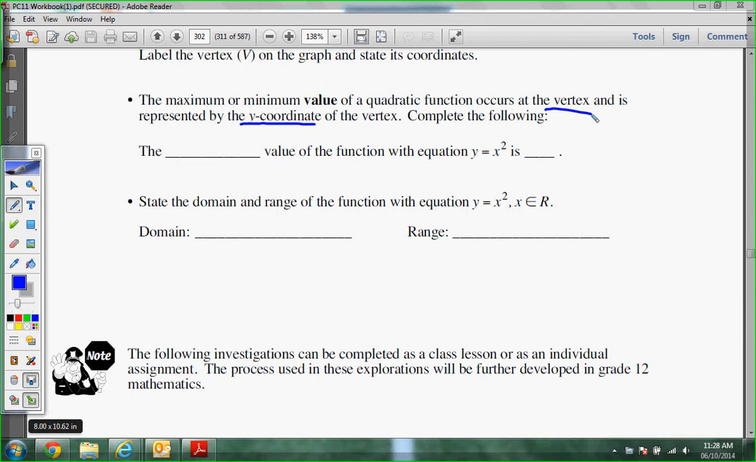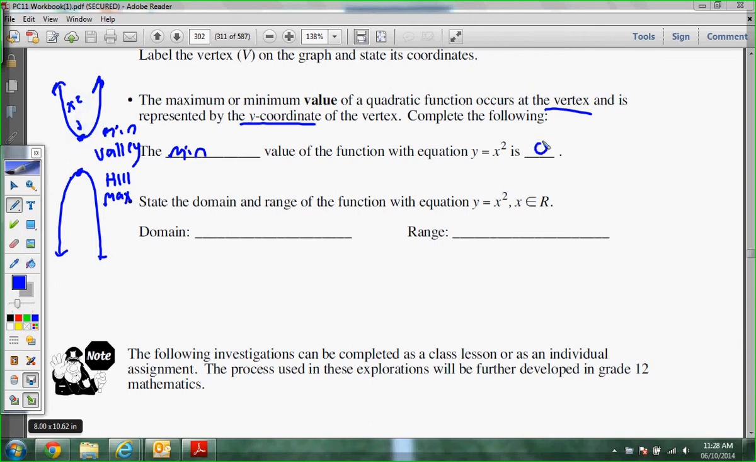Okay, so for example, the minimum value, because the one that we just looked at there was a valley. If it's going up like this, it has a min or a valley. If it's going down, it has a hill or a max. So the one we just did, a typical x squared, is going to be a min. And the min for this one is at 0 because it was at (0, 0). That's where our vertex was. The vertex for that point up above was (0, 0).